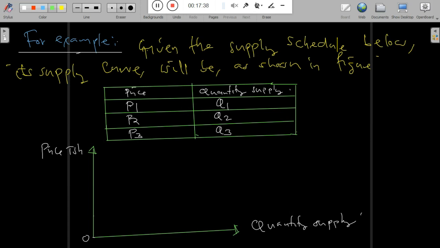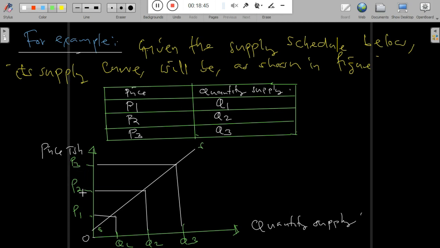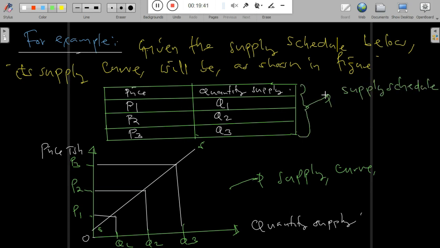So we have the quantities Q1, Q2, Q3, and the prices P1, P2, and P3. At the level of price P1, we observe the quantity produced at that level. So the graph will slope upward from left to right, showing that there is a positive relationship between the price and the quantity supplied. So that is another way we demonstrate the supply curve. Remember, the table is called the supply schedule, and the curve below represents the supply curve. So we draw the supply curve from what is known as the supply schedule.